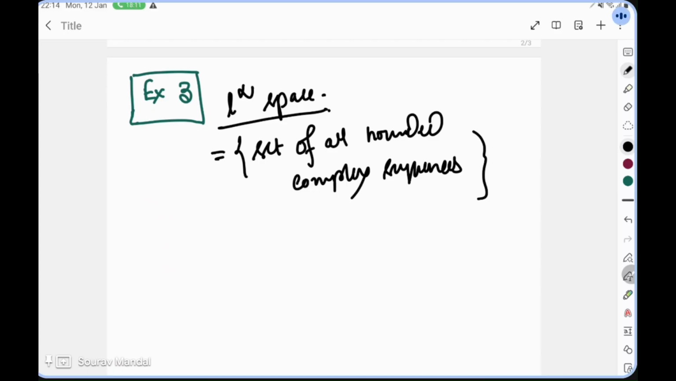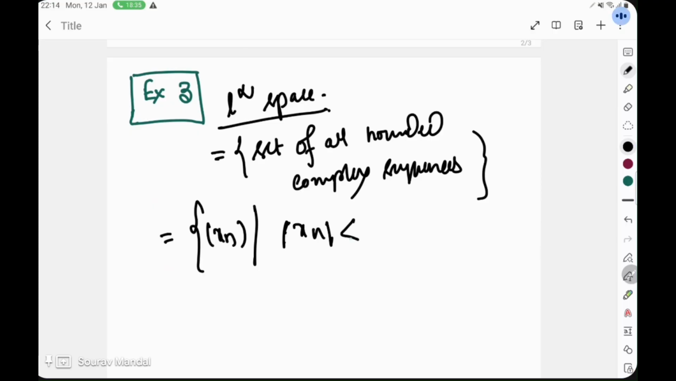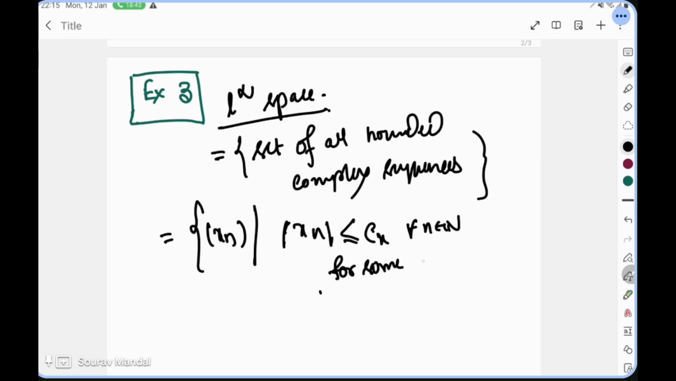So how do you write it mathematically? It is basically the collection of all sequences x such that the modulus of x_n is less than or equal to c_x for all n belonging to the natural numbers, for some c_x greater than 0. Is this correct?